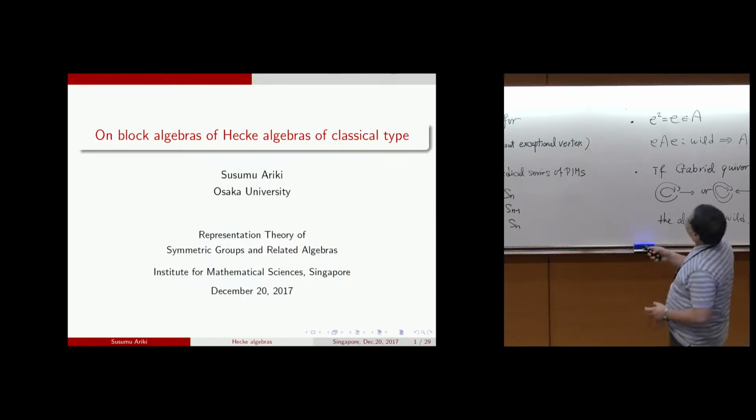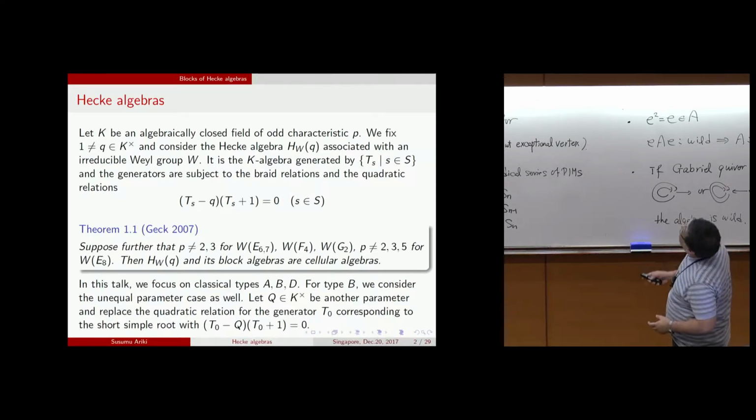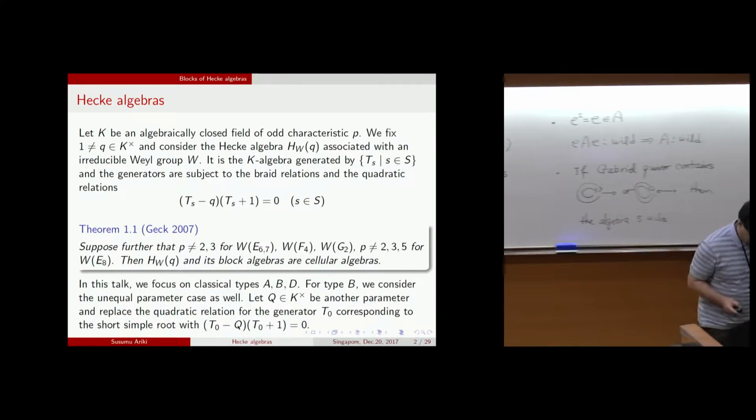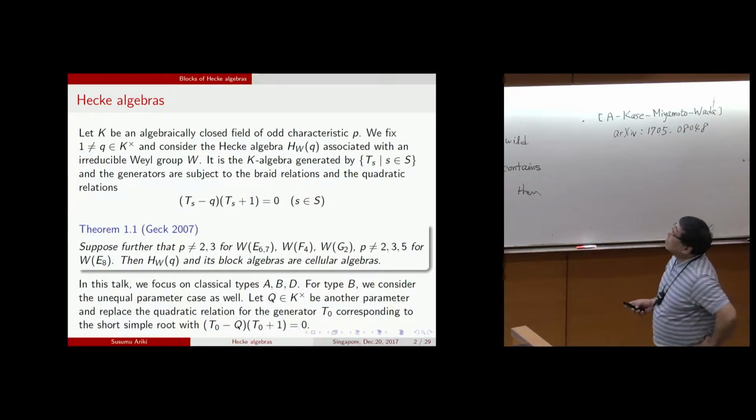This is on Bloch algebra, Hecke algebra, classical type. So let us start with the definition of Hecke algebra. Probably many in this audience know the definition, but let me repeat.